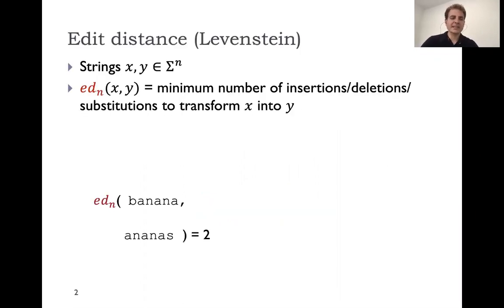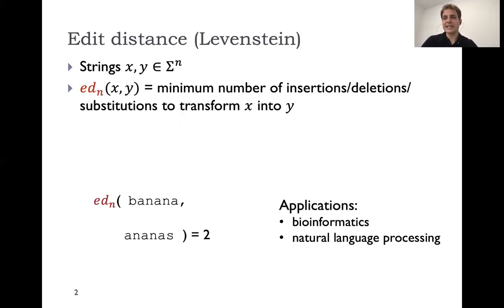So the problem setup is as follows. We have two strings, x and y, over alphabet sigma and length n, and we would like to calculate the minimum number of insertions, deletions, and substitutions of characters in order to transform one string into another. For example, if we would like to check the edit distance between banana and ananas, we would have to delete the letter B and add the letter S, so the edit distance is 2. This problem has many applications in bioinformatics, in natural language processing, and in many other areas.